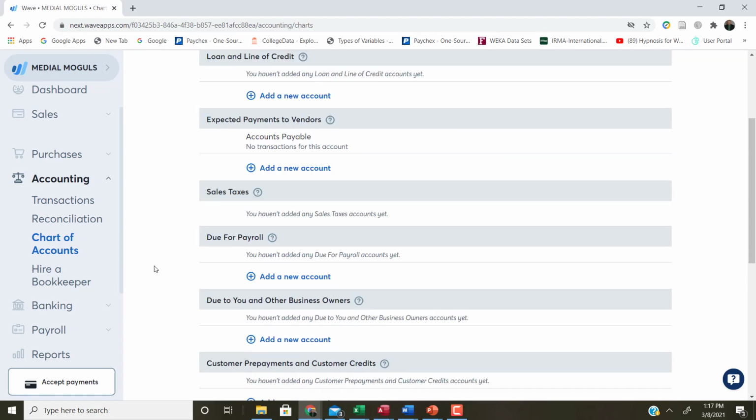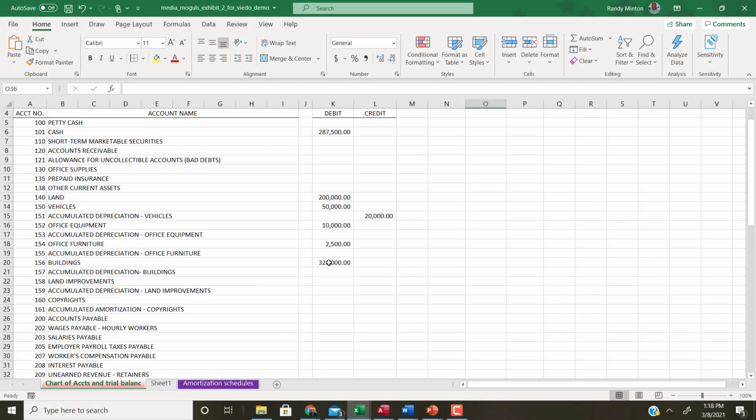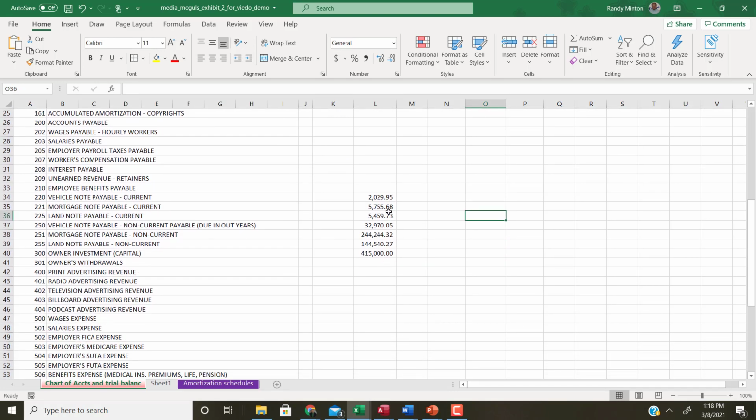On the liability side, I had to create several different ones here, and I did them through other short-term liabilities and other long-term liabilities. Basically, what you're looking at here are the mortgage note payable on the current side and on the non-current side. We're treating those differently on the chart of accounts, and if you come down here, you'll see that I've got the current side and the non-current side on all these different ones. That's mostly just so that you can see that in the accounting world, we look at current assets and liabilities versus non-current assets and liabilities.